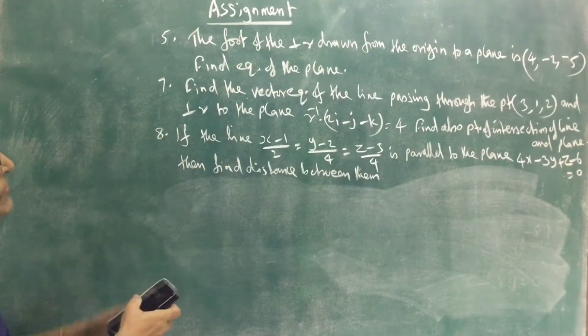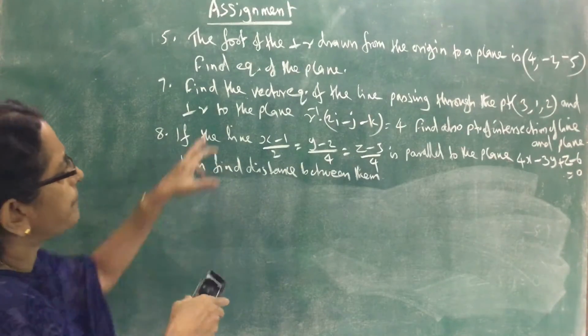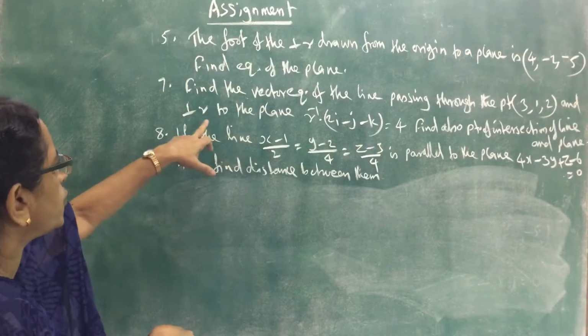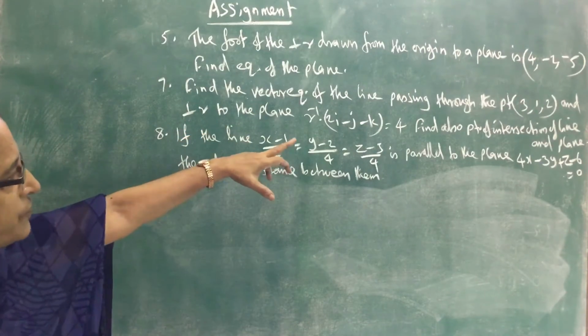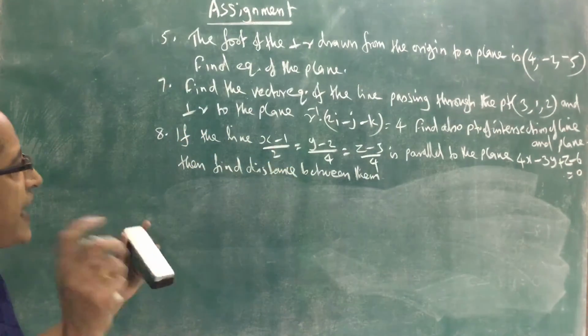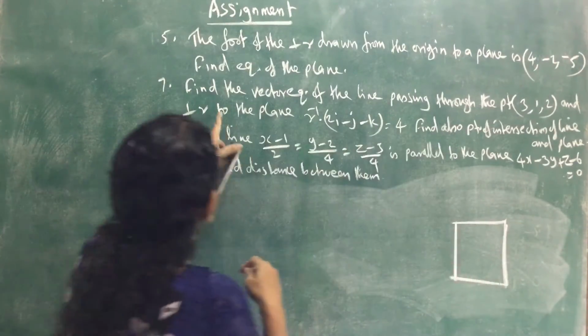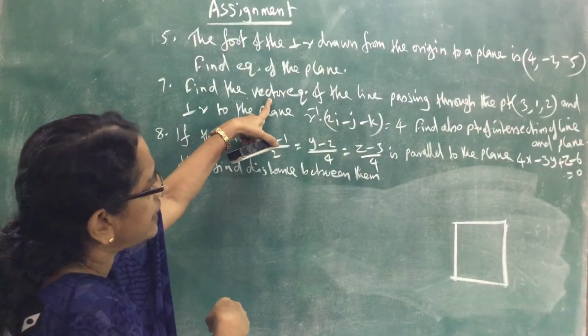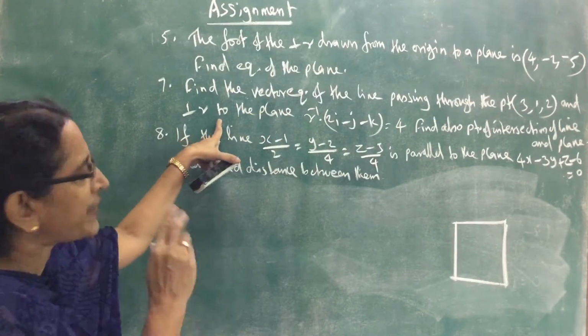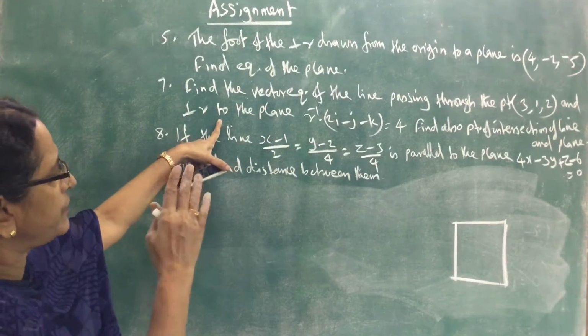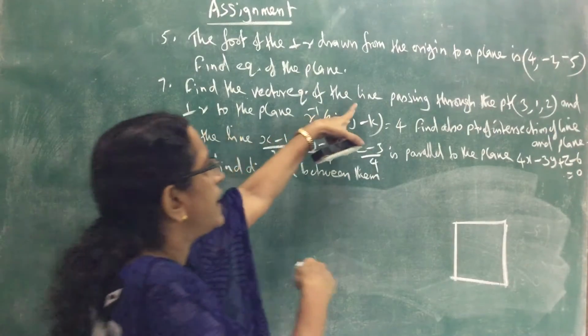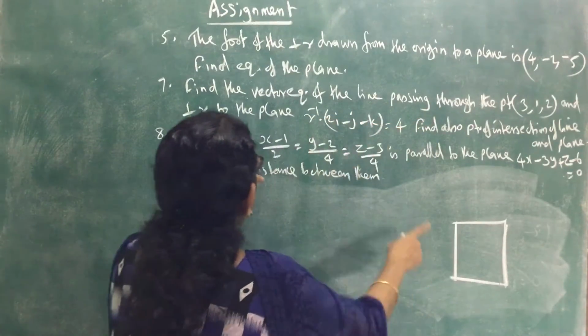Now, the seventh one. Find the vector equation of the line passing through the point (3, 1, 2) perpendicular to the plane. Find also the point of intersection of the line and the plane. So, given a plane, find the vector equation of the line passing through (3, 1, 2) and perpendicular to the plane. So we have to find the equation of the line passing through (3, 1, 2) and perpendicular to this plane.